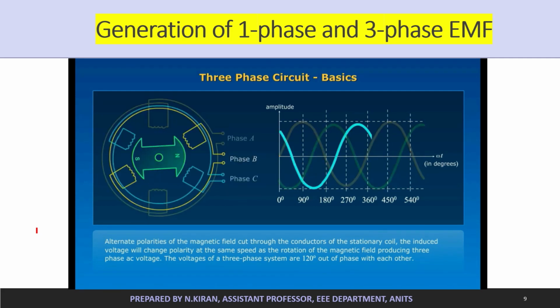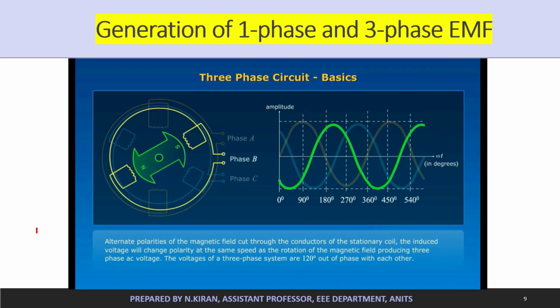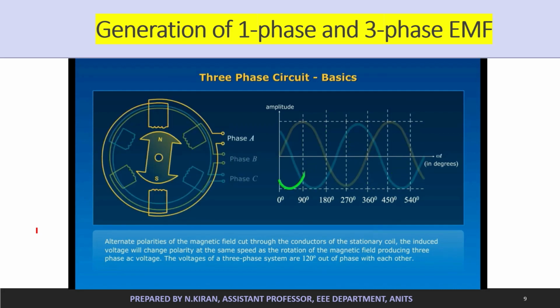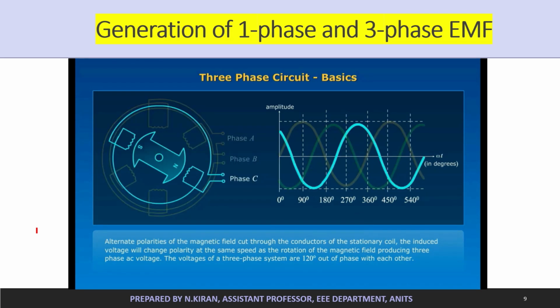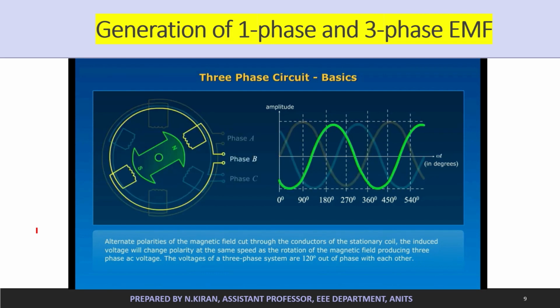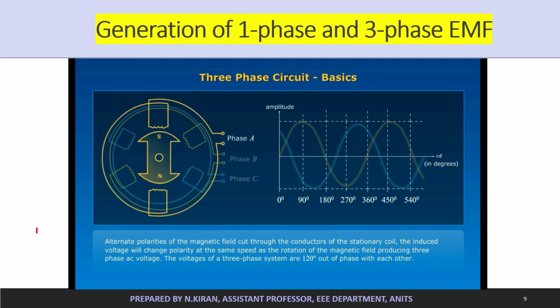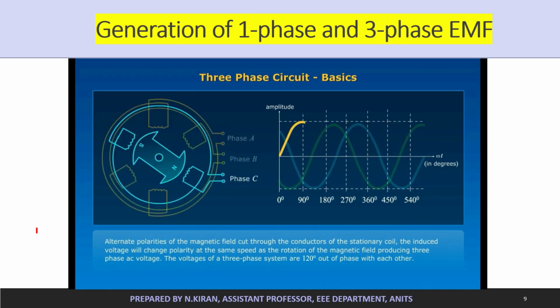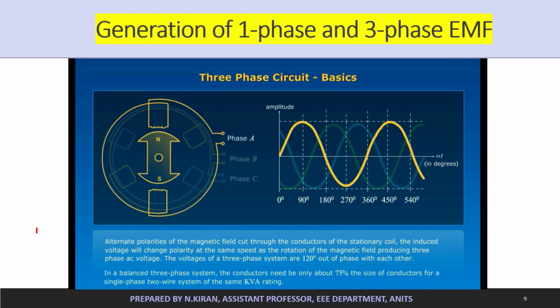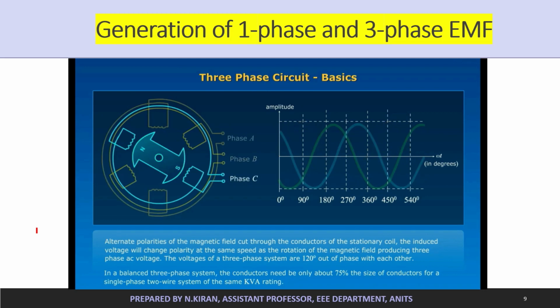Alternate polarities of the magnetic field cut through the conductors of the stationary coil, thereby producing the three-phase system voltages, which are displaced by 120 degrees each. The induced voltage will change polarity at the same speed as the rotation of the magnetic field that is producing the three-phase AC voltage.